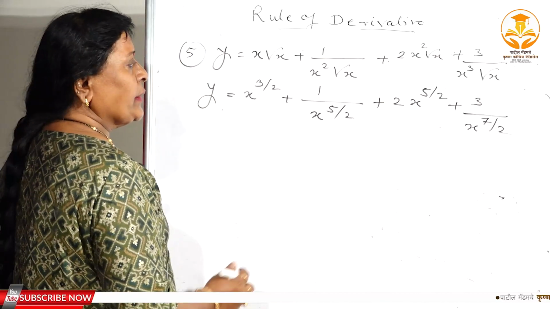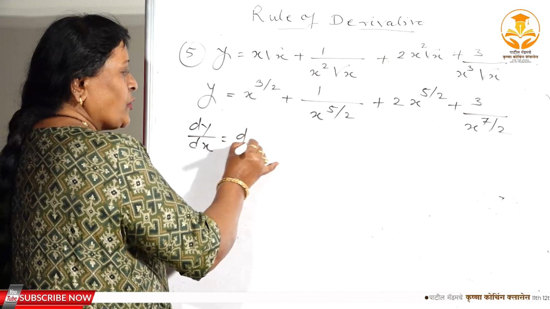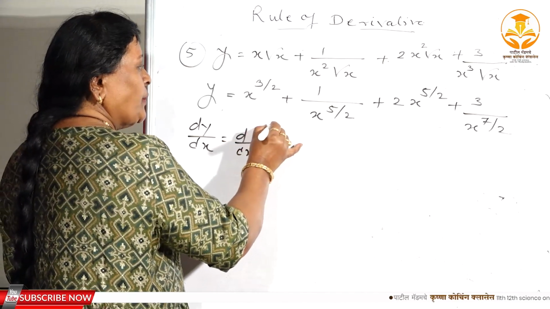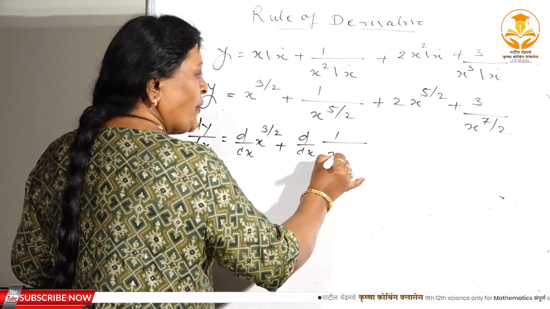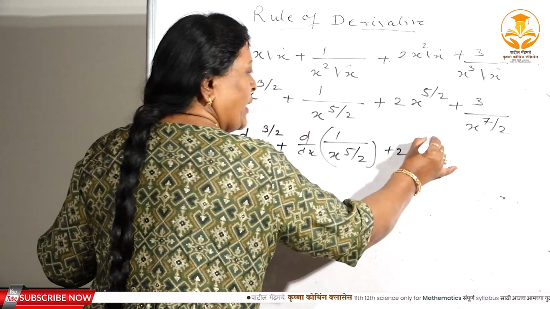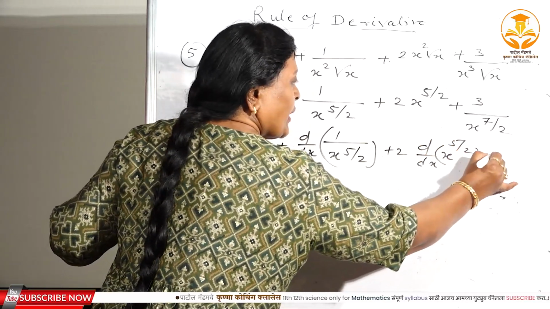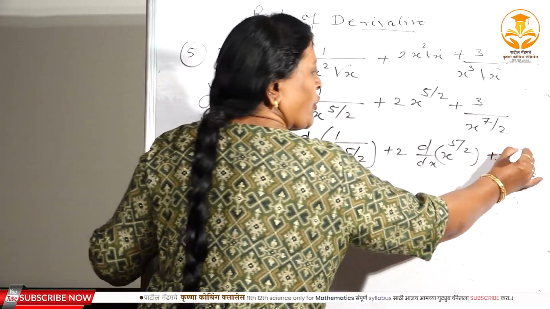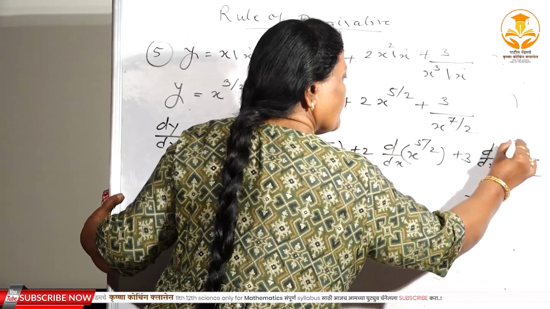Now again you have to take the derivative of every function. dy by dx is d/dx of x to the power 3/2, d/dx of 1 upon x to the power 5/2. 2 remains as it is. d/dx of x to the power 5/2, and 3 remains as it is. d/dx of 1 upon x to the power 7/2. See.